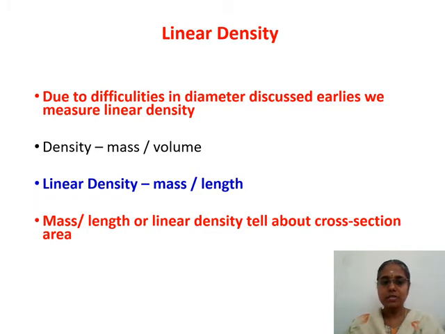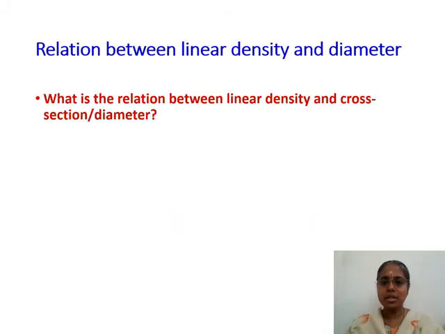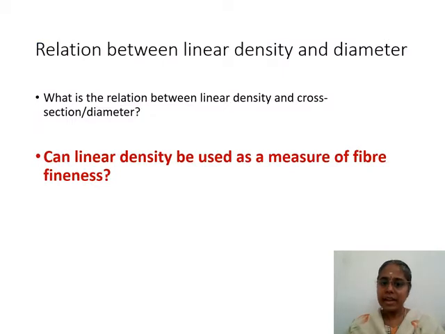These are the reasons for not measuring the diameter and going for the measurement of linear density. The difficulties in the measurement of diameter lead us to the measurement of linear density, which is mass by length. But does this linear density tell about the diameter? Is there any relationship between the linear density and diameter? Can linear density be used as a measure of fiber fineness? Is it correct that we go for linear density instead of measuring diameter?